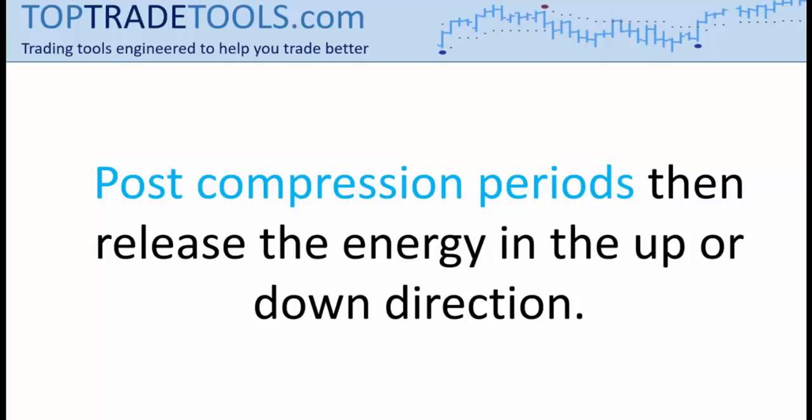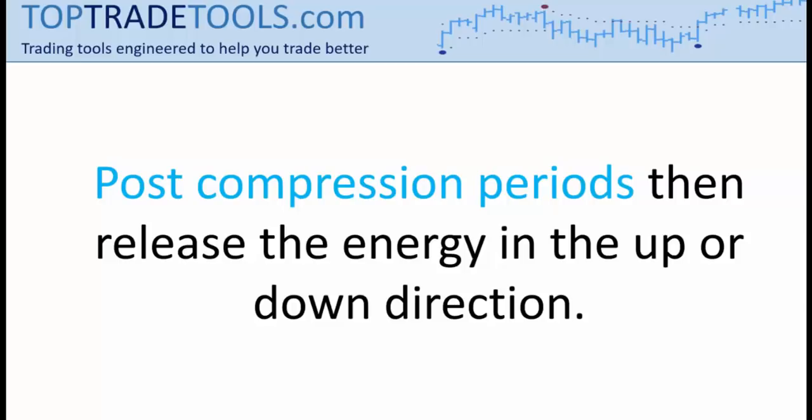So post-compression periods then release the energy in the up or down direction. Now this is the big unknown, the direction of the market after the compression period. So this is a different type of analysis. Most of the time we're looking at technical analysis that is designed to forecast market direction. This is a setup where we're actually forecasting an increase in volatility. And it can either be in the up direction or the down direction, and that's really what we don't know.